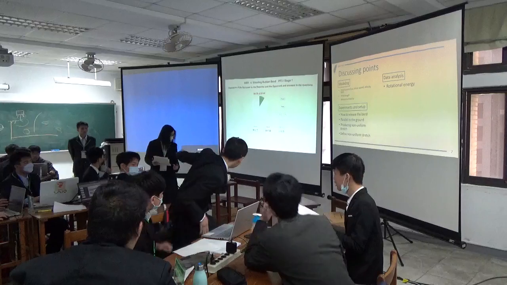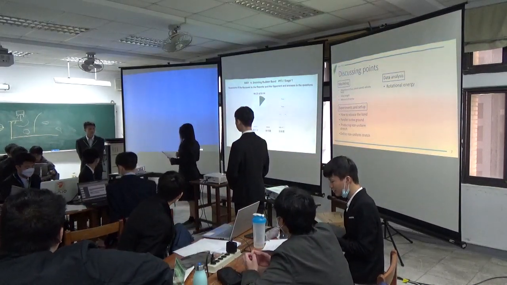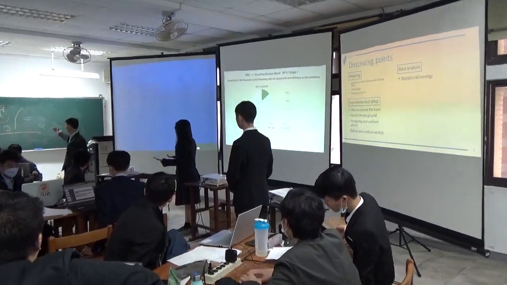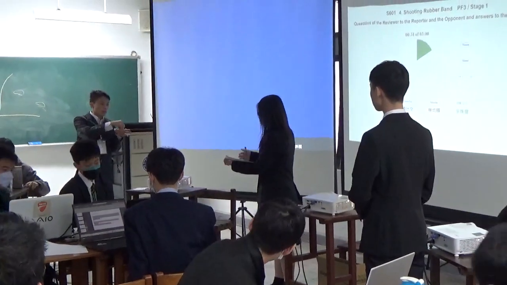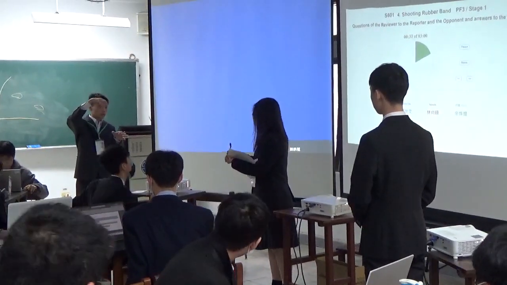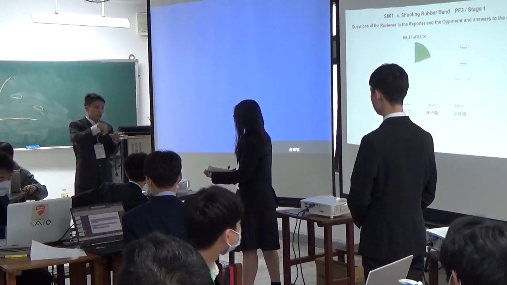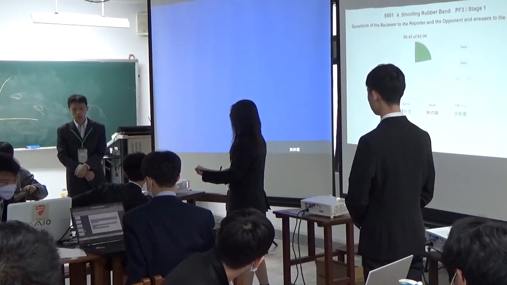Opponent: Okay, so my first question to the reporter, I want to know how did you get your angular velocity? Reporter: Okay, so here I have a camera, and I have a mark on my rubber band. So I take the camera, and I take the video, and I can use Tracker to analyze it. Opponent: But you didn't mention it in your report. Reporter: Sorry, that's my fault.